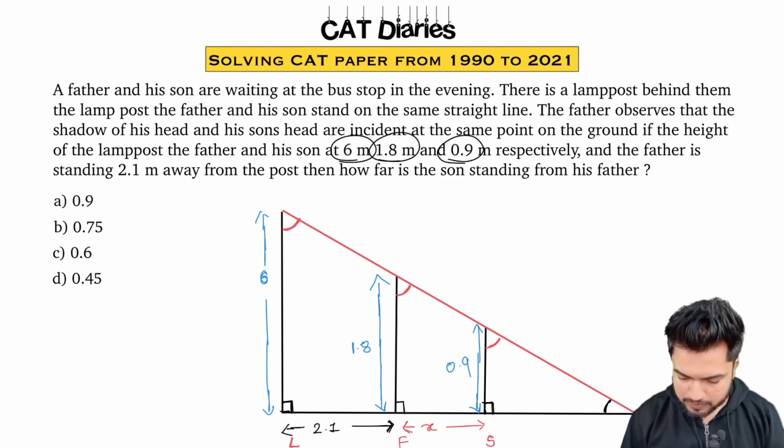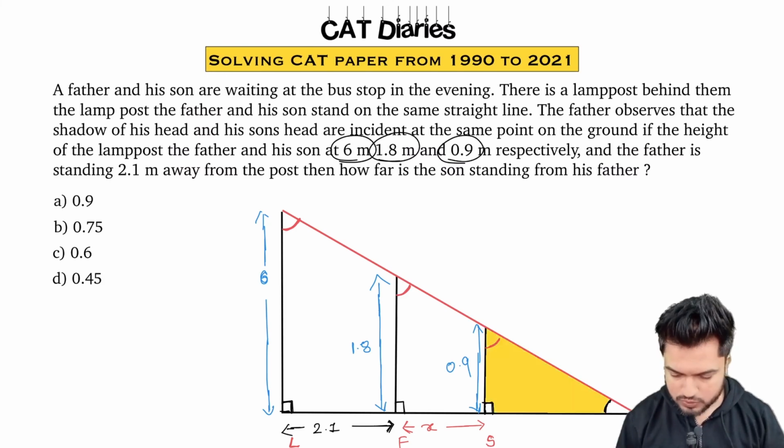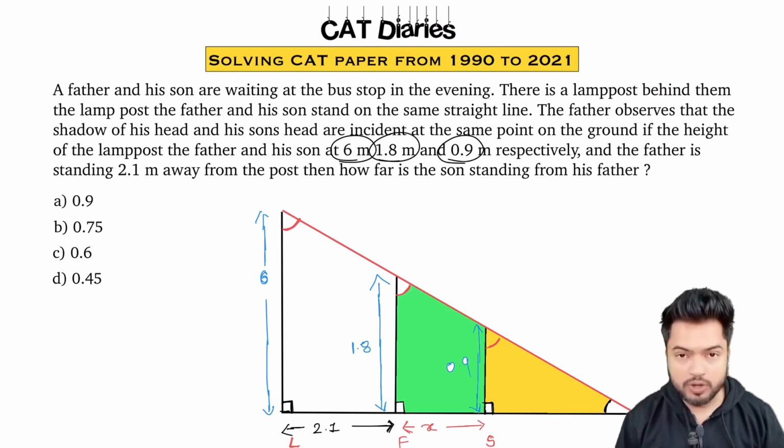So what will I do here first? I'll see which two triangles I'll start with so that I get to my answer, because I know what is being given and what is being asked. Let's start with 1.8 and 0.9. So I'm starting with this yellow and this green. For green, you have to understand I'm talking about the entire green, not just the part that you can see in green.